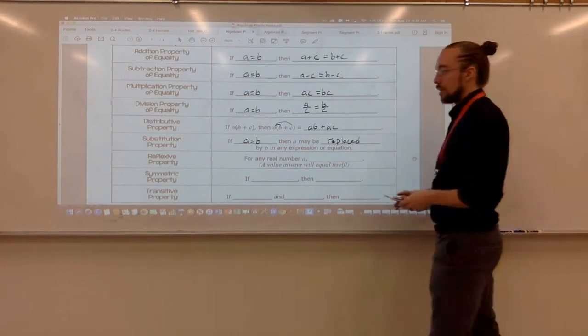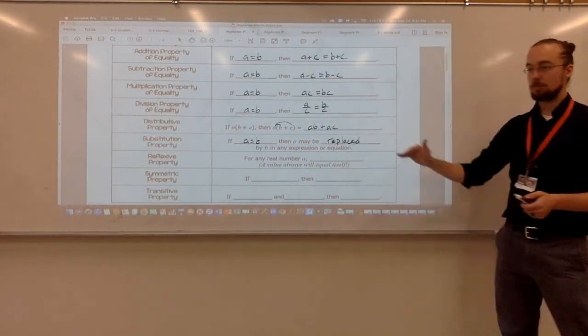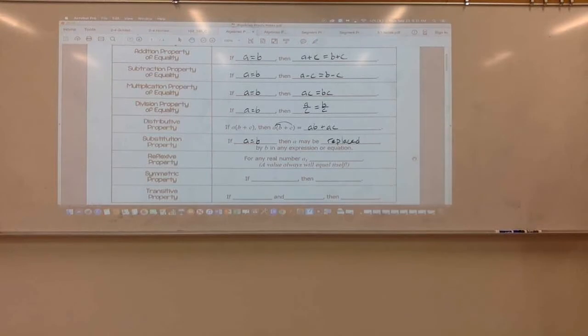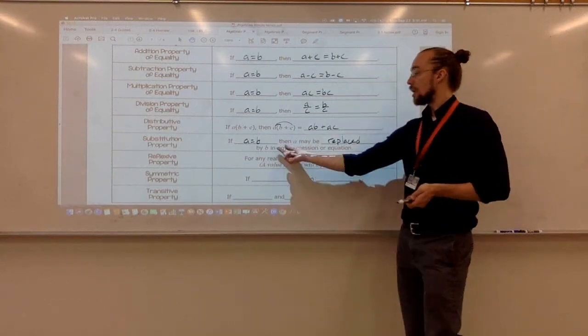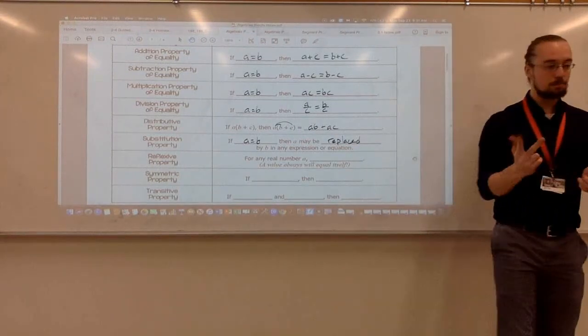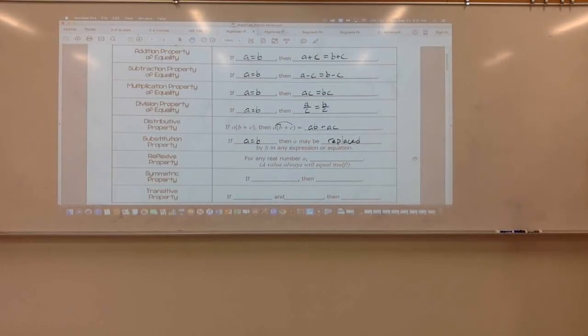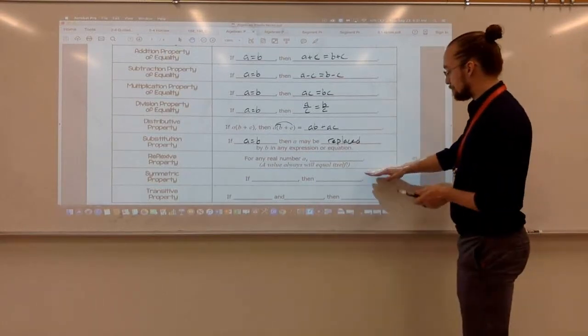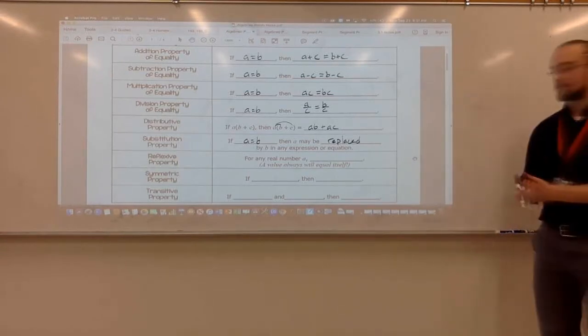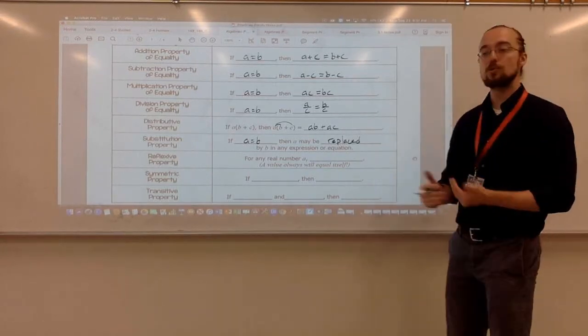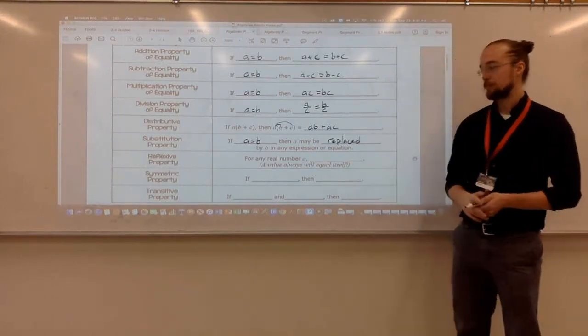So you use these every single time you solve an equation. You can add, subtract, multiply, or divide both sides of an equation by the same thing. You can distribute, and if you know two things are equal, you can substitute them in place of one another in an equation. The last three seem almost too obvious, but these will actually end up being useful when we get into geometric proofs.